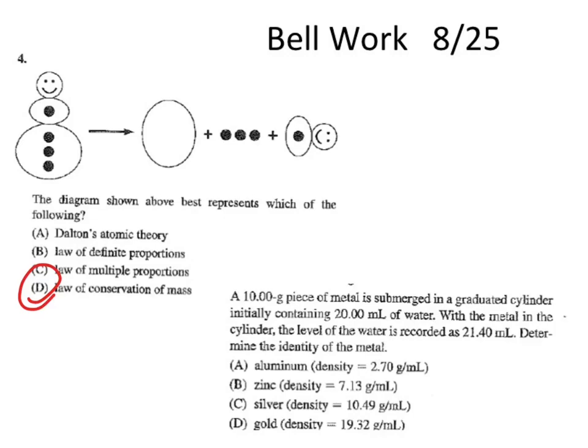And then the next one is: a 10-gram piece of metal is submerged in a graduated cylinder, initially containing 20 milliliters of water. With the metal in the cylinder, the level of the water is recorded at 21.40 milliliters. Determine the identity of the metal. So, what is it?